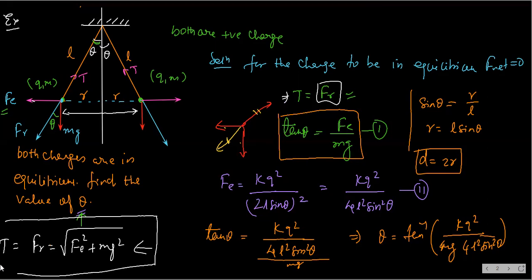Because here both the charges are equal. There could be situations when the charges are not equal, their values are different, their masses are different. So that is the situation which we are going to discuss now. Please note it down. Now case 2: when the masses and the charges are different.